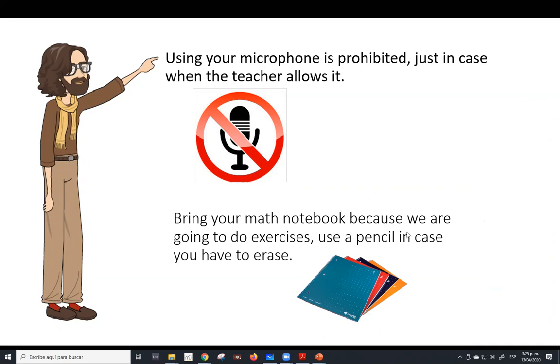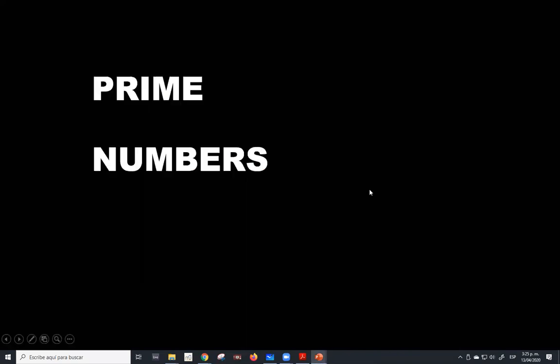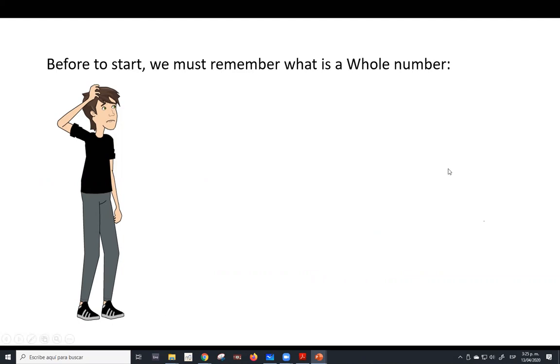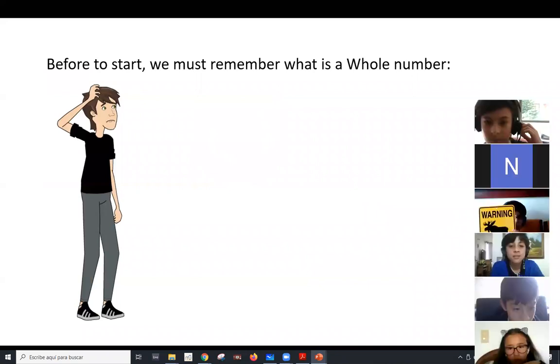So here you can write your notes, but don't worry if you are not able to copy something, because this is being recorded, and you will have the presentation and also the video as soon as it is up on YouTube. So before remembering what prime numbers are, we need to remember what whole numbers are, right? That is a really important concept.